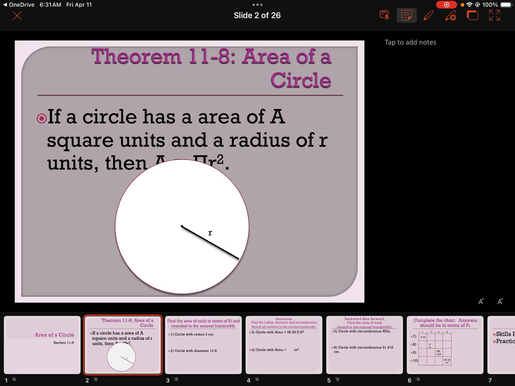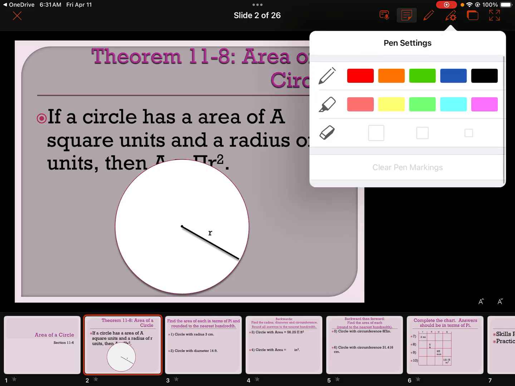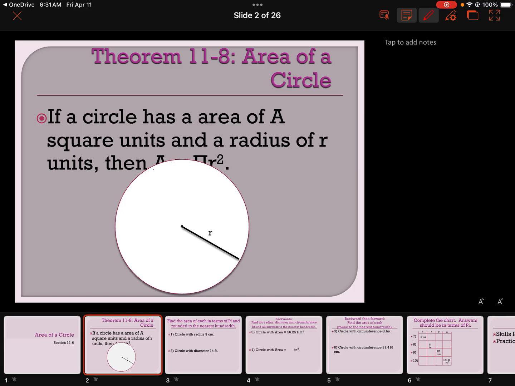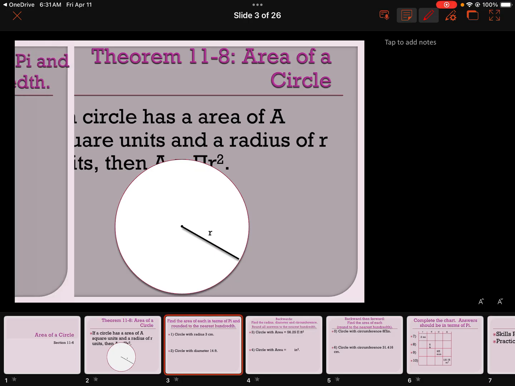If a circle has an area of capital A square units and a radius of lowercase r units, then A equals pi r squared. PowerPoint does this weird thing on an iPad. So all you do is plug in your radius, whatever number that happens to be, you square it, and you multiply it with pi. That's how you find your area. That's the size of that circle.